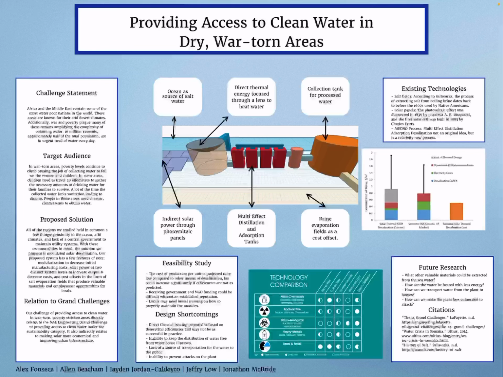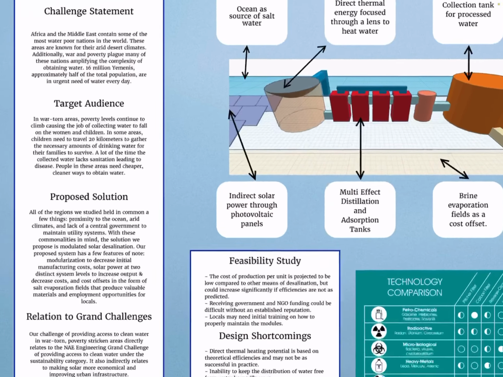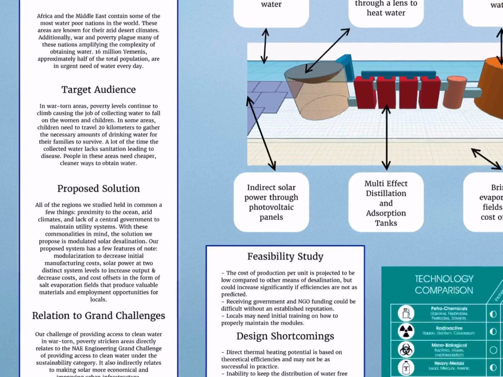Our proposal primarily addresses the grand challenge of providing access to clean water, as that is our focus, though it does tie into improving urban infrastructure as well as making solar energy more economical. Our solution relies on three main components: modularization, indirect and direct solar power, and a cost offset in the form of saltwater evaporation.